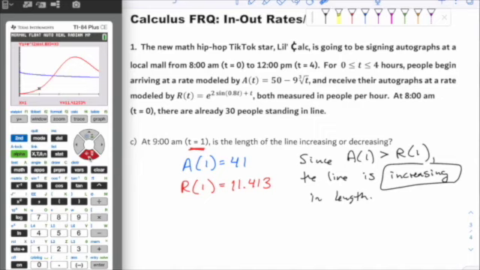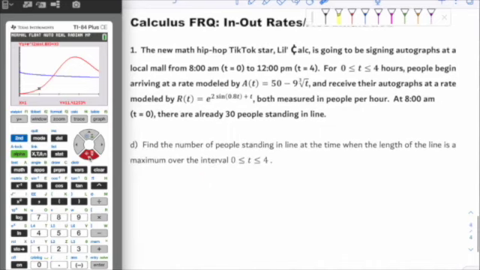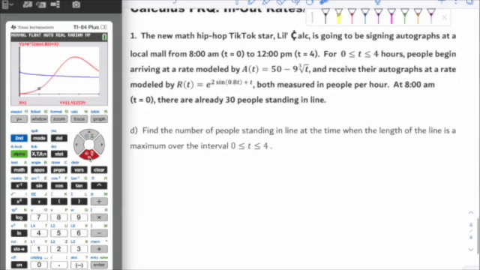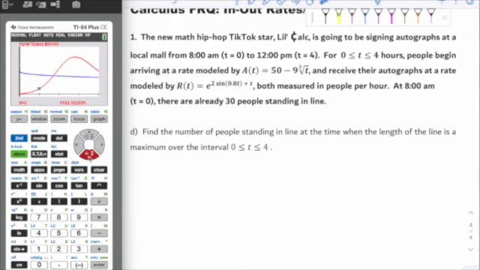And now let's take a look at part D here, which is usually a question that's asked along with one of these, is talking about when that overall amount is a maximum or a minimum. In this case, find the number of people standing in line at the time when the length of the line is a maximum. So I need to first find when the length of the line is a maximum, and the ultimate answer to it is how many people are in line. Basically, what's the longest the line ever gets.